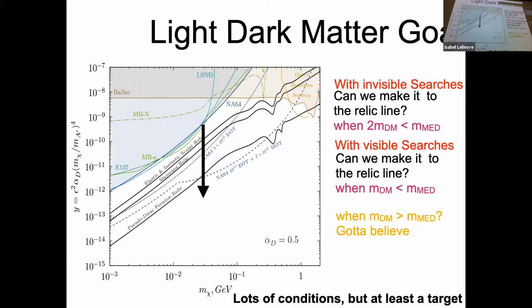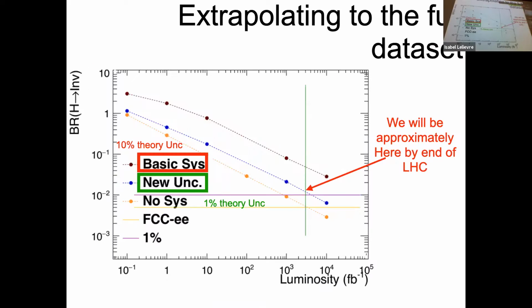And this, but then, once we start thinking about this, there's a number of different caveats, right? This would be for invisible searches. With visible searches, the Rayleigh line is not well defined, right? You can make one when the dark matter mass is less than the mediator mass, but heavier than the mediator mass over 2. But when the dark matter mass is greater than the mediator mass, well, you just have to believe that somehow dark matter is being produced. And here's the LHC bound for Higgs invisible.